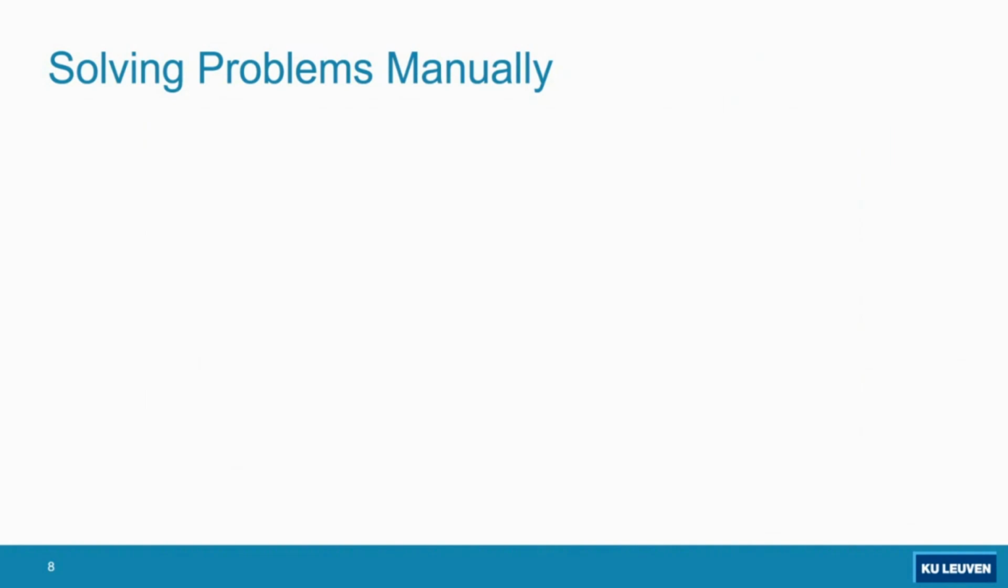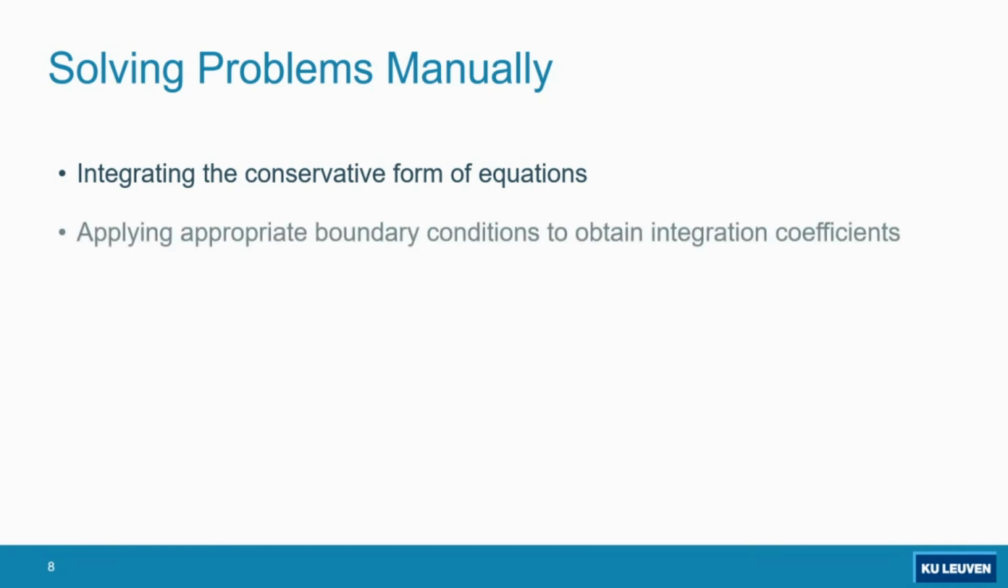So how do we solve problems for simple equations manually, analytically? The first step is integrating the conservative form of equations to get rid of the derivative terms. Then we apply the boundary conditions. This is the most important step, that you should know how to apply it correctly, how to identify different boundary conditions. This will be indeed the main point of the question you will face in the exam.